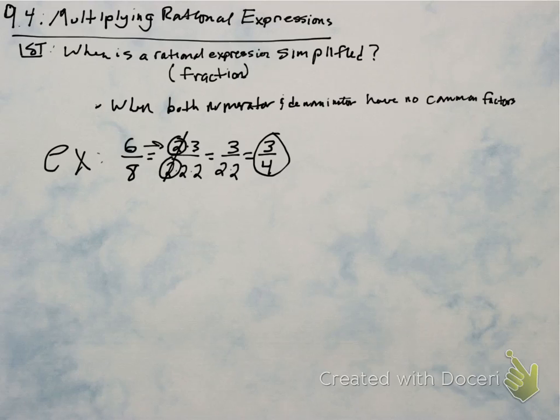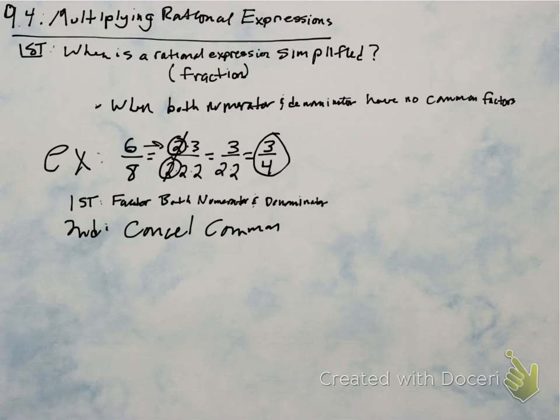Notice I'm just writing out the steps that I took in the above example. The first thing we did is we factored both the numerator and denominator. Then the second thing we have to do is cancel common factors, if there are any. So let's start working on some examples that we might run into on a quiz or a test.